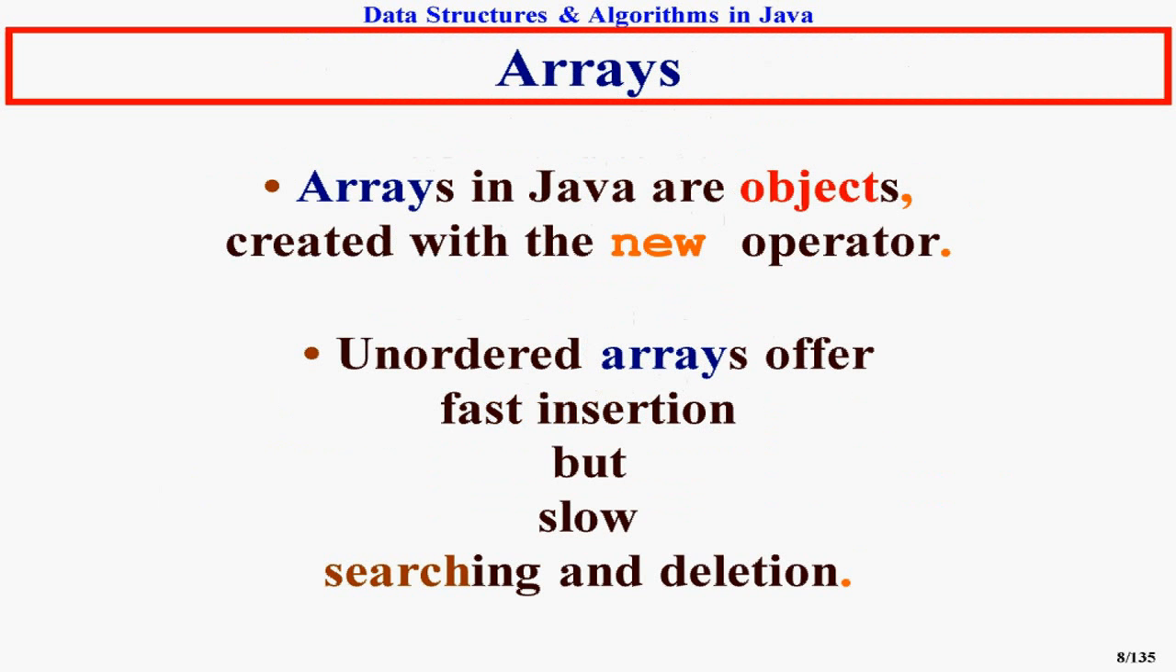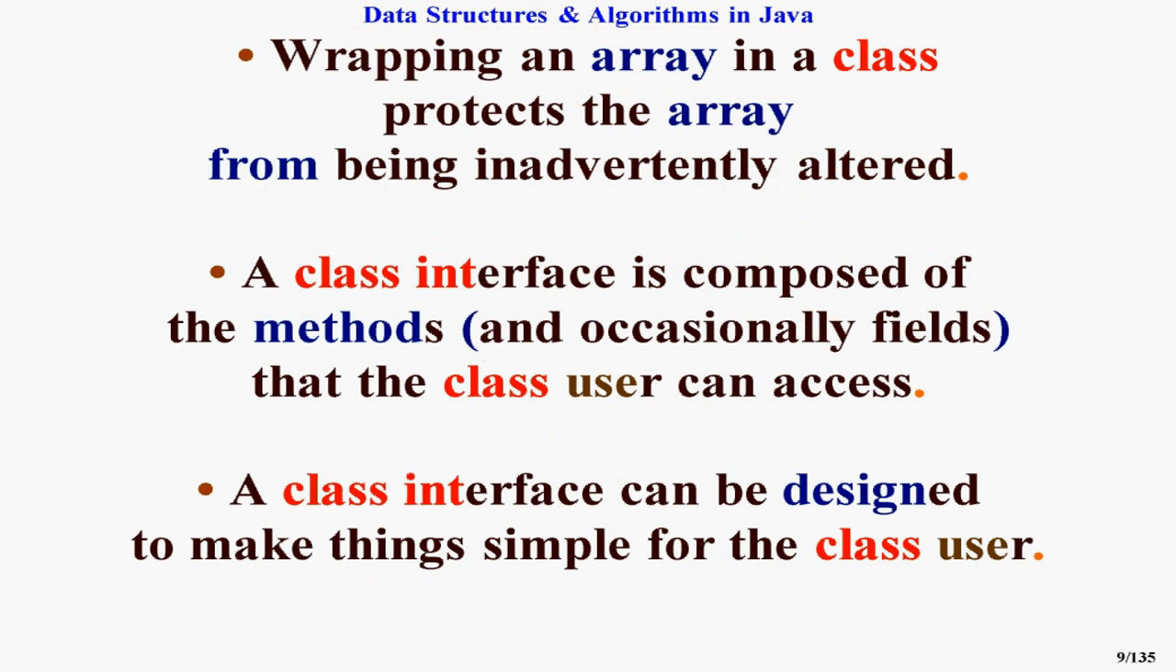Arrays. Arrays in Java are objects created with a new operator. Unordered arrays offered fast insertion but slow searching and deletion. Wrapping an array in a class protects the array from being inadvertently altered. A class interface is composed of the methods and occasionally fields that the class user can access. A class interface can be designed to make things simple for the class user.